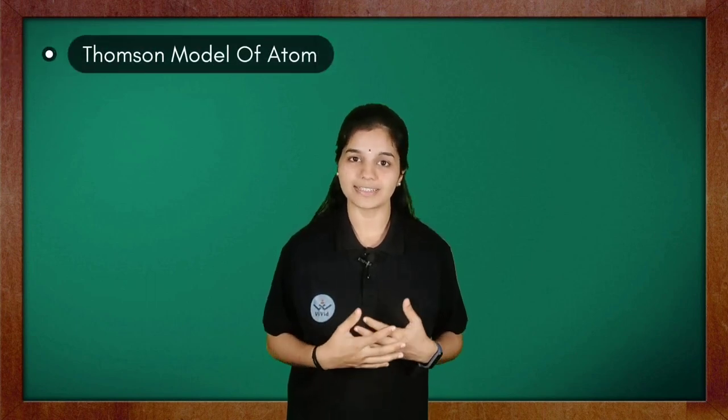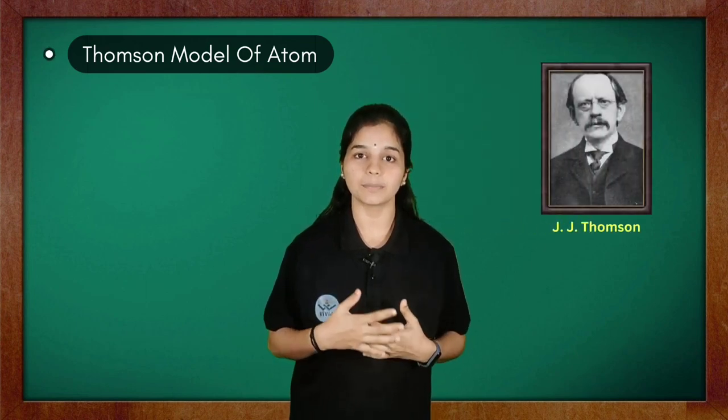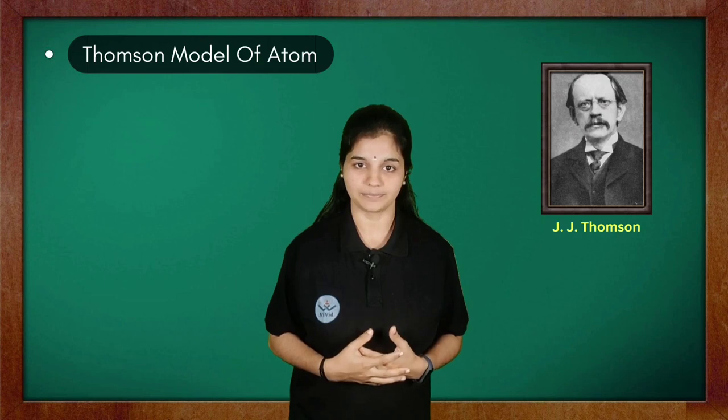After understanding about the discovery of the subatomic particles, now let us study how these subatomic particles are arranged in an atom. Many scientists have performed experiments in order to study the arrangement of these subatomic particles inside an atom, and all their experimental observations have been concluded, and they have proposed various models for the structure of atom. So the first scientist who contributed in this field is J.J. Thomson. In the year 1898, he proposed the plum pudding model for atoms.